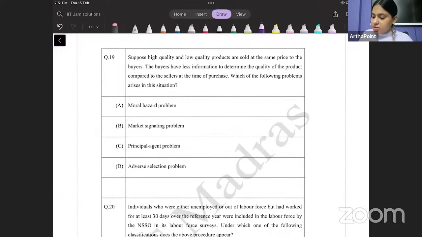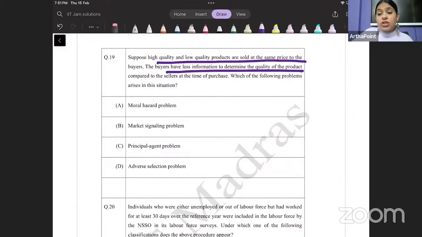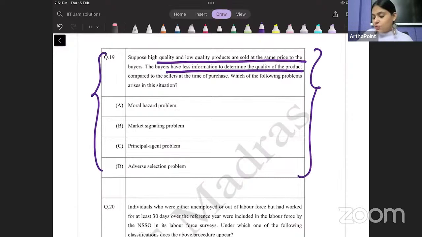And then it says high quality and low quality products are sold at the same price. Buyers have less information. Actually, this is a question from our mock paper.